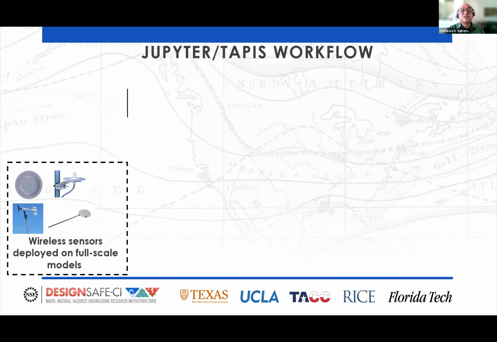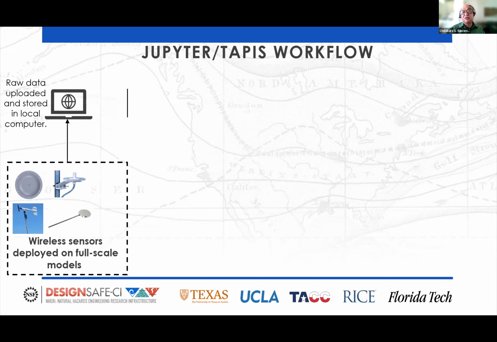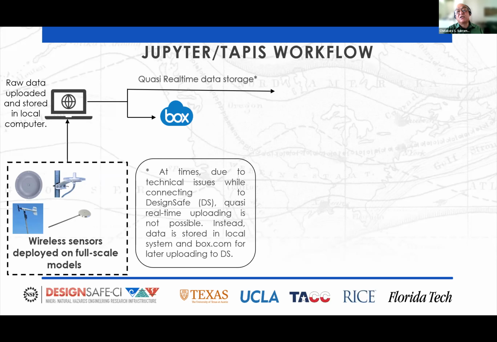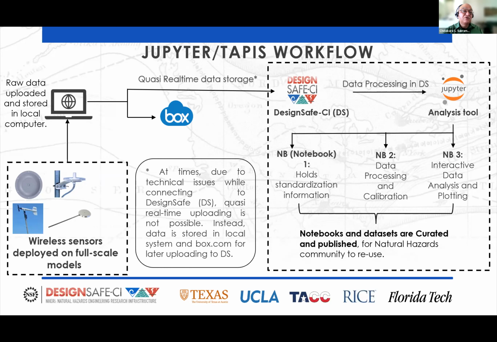Okay, so this is the Jupyter TAPIS workflow diagram. The block on the left shows the data acquisition part. Then when we go to the right-hand side block, it will be all data collection, data capture, and data analysis. The bottom left-hand side block is the data acquisition sensors, which includes different forms of sensor, which I mentioned, the disc pressure sensor, the anemometer.